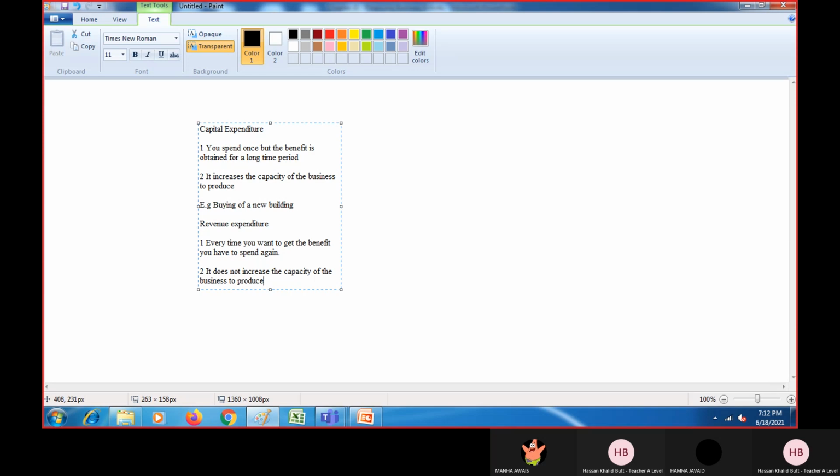Remember, so now think about paying wages and salaries to workers. So, for example, you pay workers for a month, right? So, can you get the benefit of the workers for the second month without paying them? Is it possible?